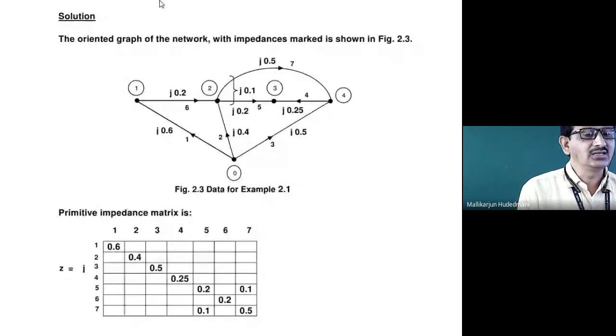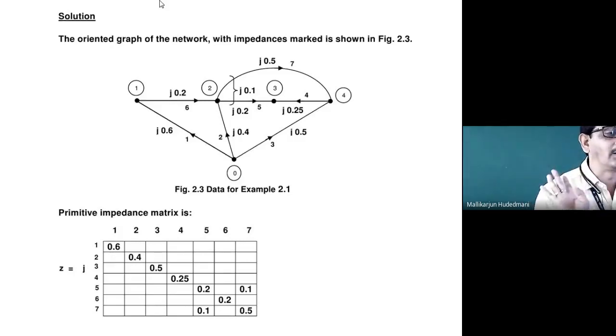The diagonals are the self impedances of each element of this system. You can go sequentially. 1 means element number 1, 7 means element number 7. What is the 7th value? j0.5. You can see that j is taken outside and 0.5 is written in the matrix. So all the diagonals represent elemental impedance.